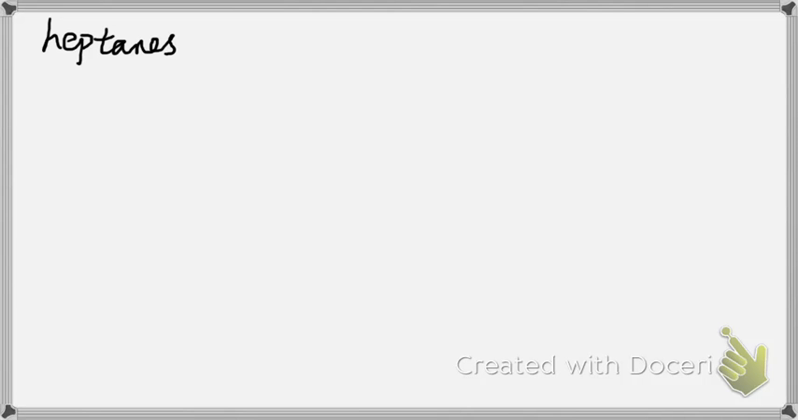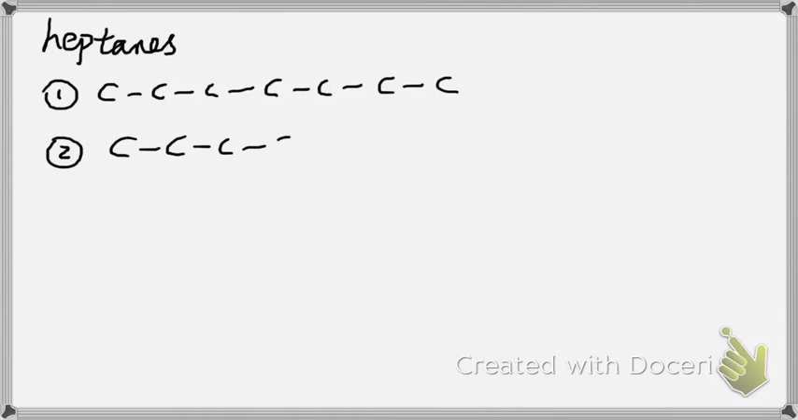Now let's do one more. Heptanes, the alkanes with 7 carbon atoms. Again, we will start with the unbranched chain, the 7-carbon chain here. Next, we are going to remove 1 carbon and put it as a branch on carbon 2. So now we have a 6-carbon chain with a branch on carbon 2.